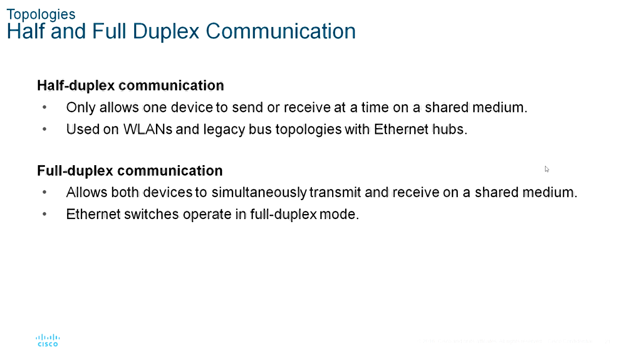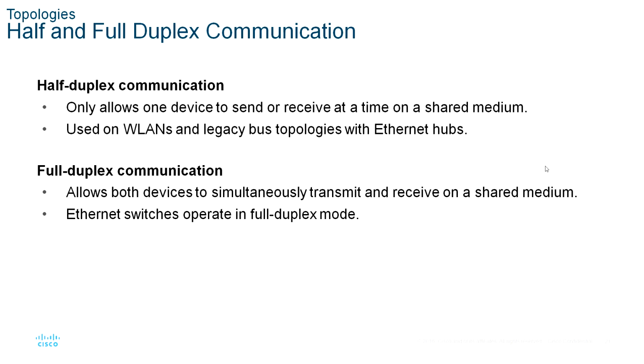The next one, full duplex communication. Both devices can simultaneously transmit and receive on the shared media. The data link layer assumes that the media is available for transmission for both nodes at any time. Ethernet switches operate in full duplex mode by default, but they can operate in half duplex if connecting to a device such as an Ethernet hub.